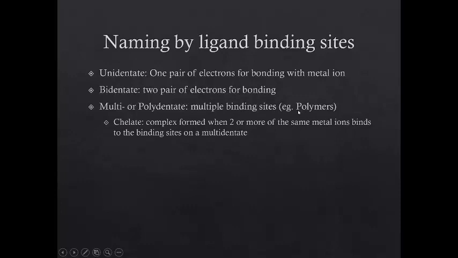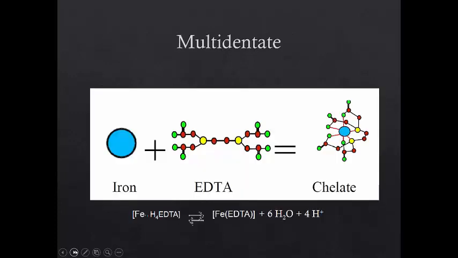These are called polymers. The most famous of these groups are called chelation agents. When you chelate metals, it's when a complex forms when 2 or more of the same metal ion binds to the binding sites on a multidentate. And we use these for toxicity situations, that's when we see most of it. And EDTA is given for patients that have iron toxicity. You can add this EDTA and it'll pull the iron in and make a chelating agent.